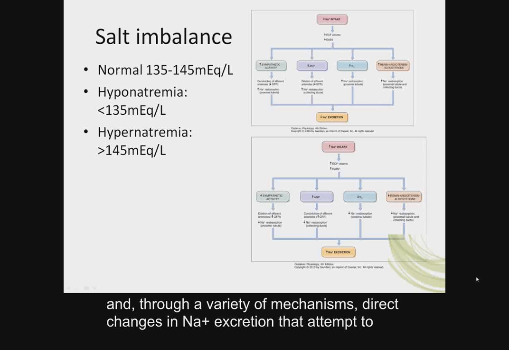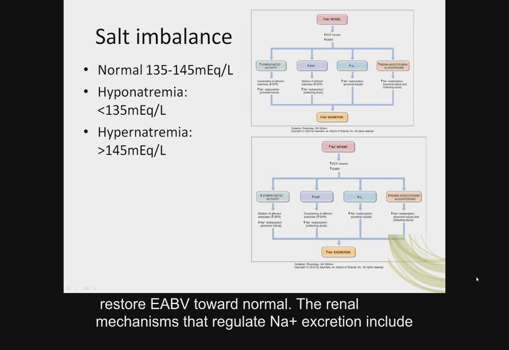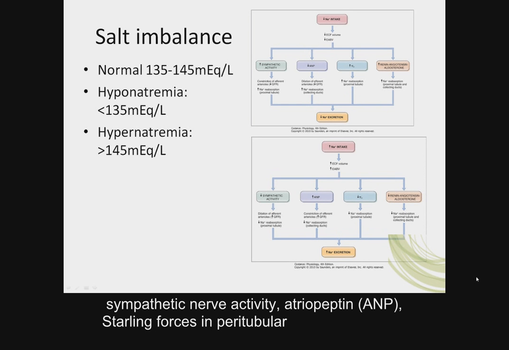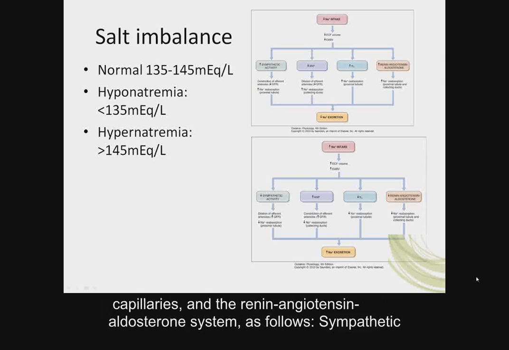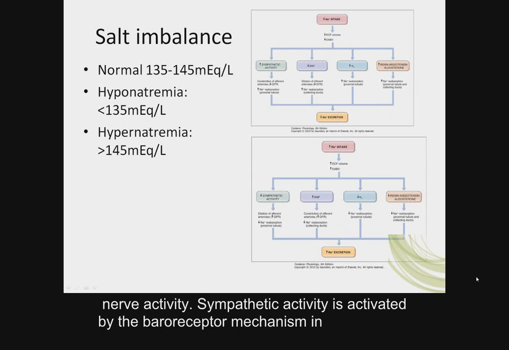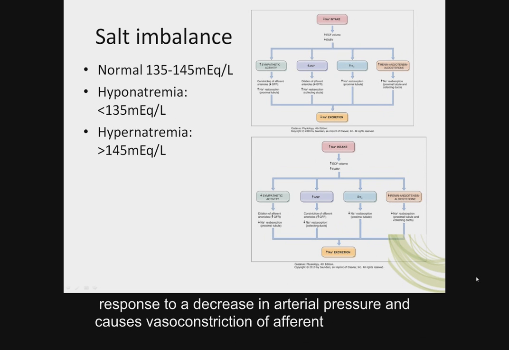There are exceptions, however, such as edema, in which an increase in extracellular fluid volume is associated with a decrease in effective arterial blood volume due to excessive filtration of fluid out of the capillaries into the interstitial fluid. The kidneys detect changes in EABV and, through a variety of mechanisms, direct changes in sodium excretion that attempt to restore EABV toward normal. The renal mechanisms that regulate sodium excretion include sympathetic nerve activity, atriopeptin, or ANP, Starling forces in peritubular capillaries, and the renin-angiotensin-aldosterone system, as follows.